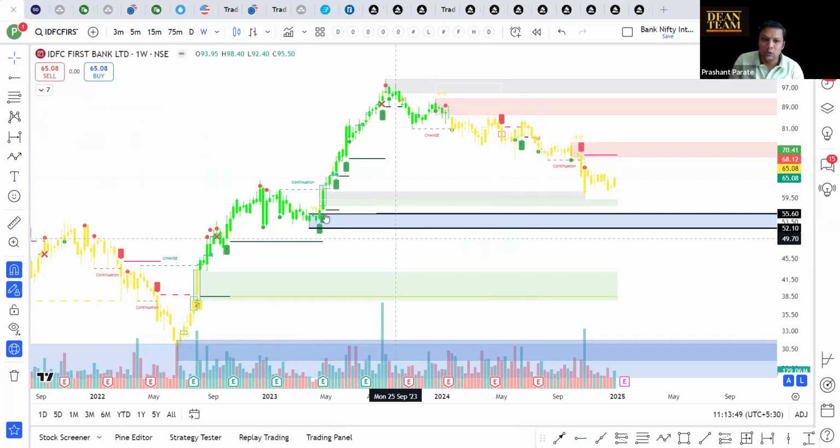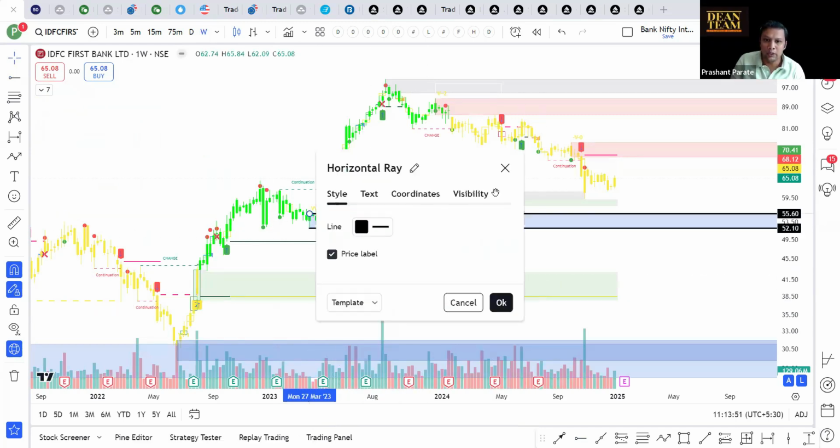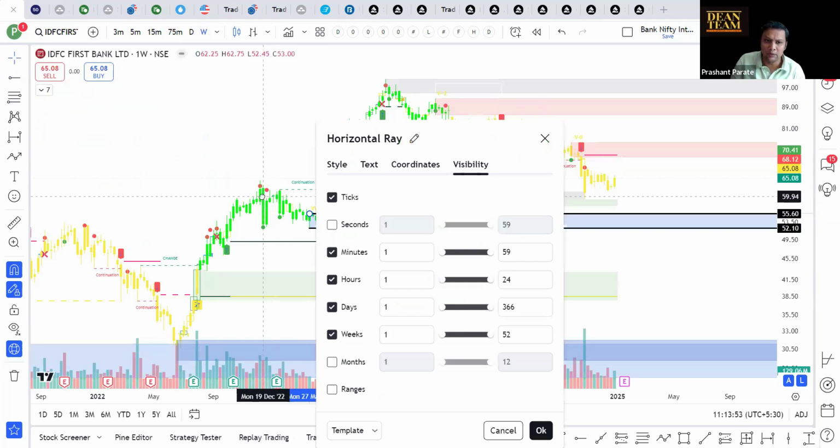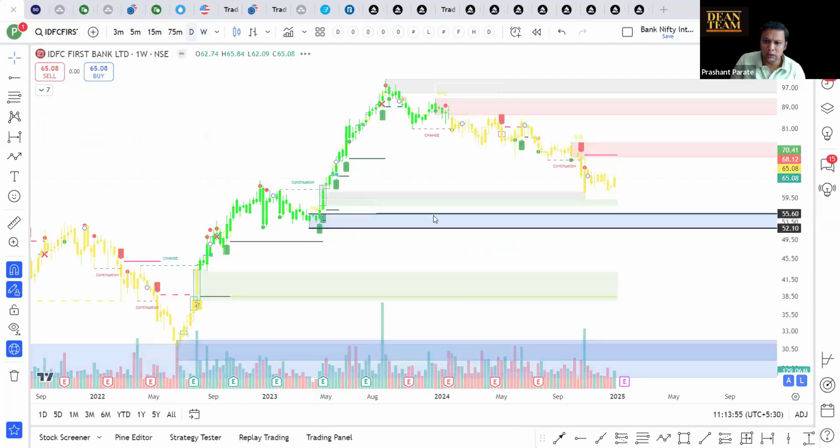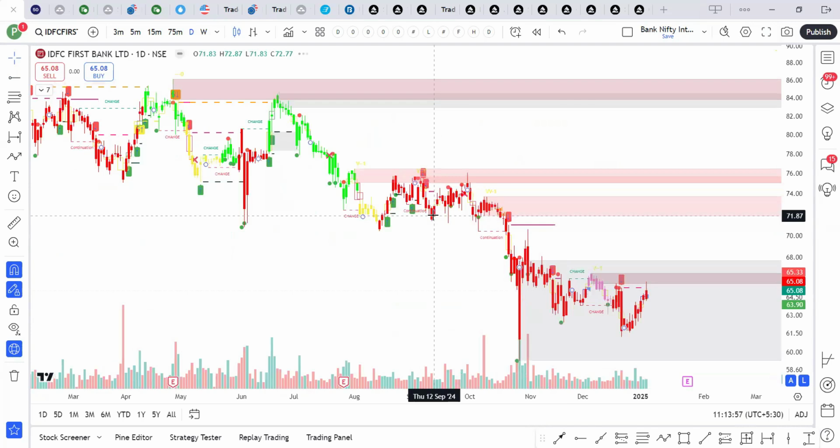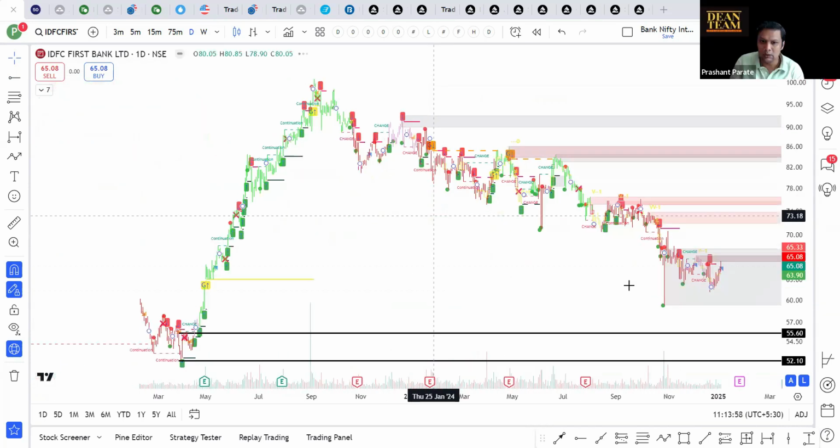Yes. Okay. So you can mark it like this on the weekly chart and make it visible on lower time frames. Then when you go to the daily chart, you'll know that these are weekly buying areas.